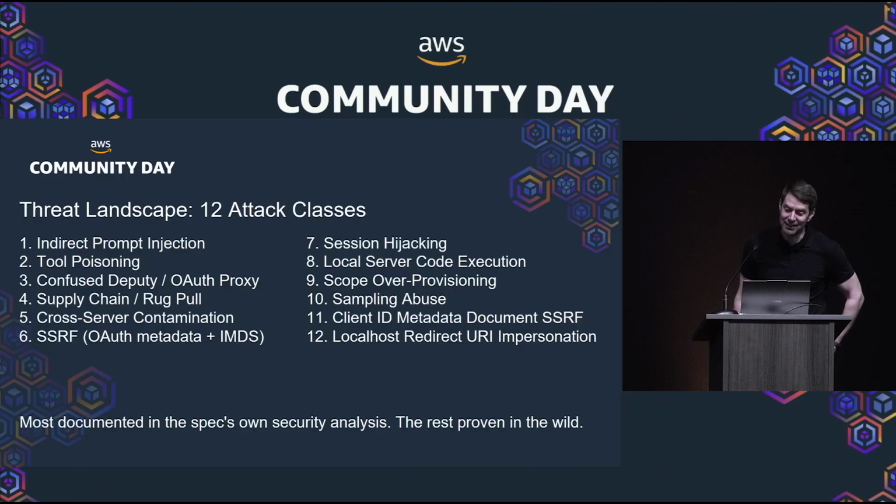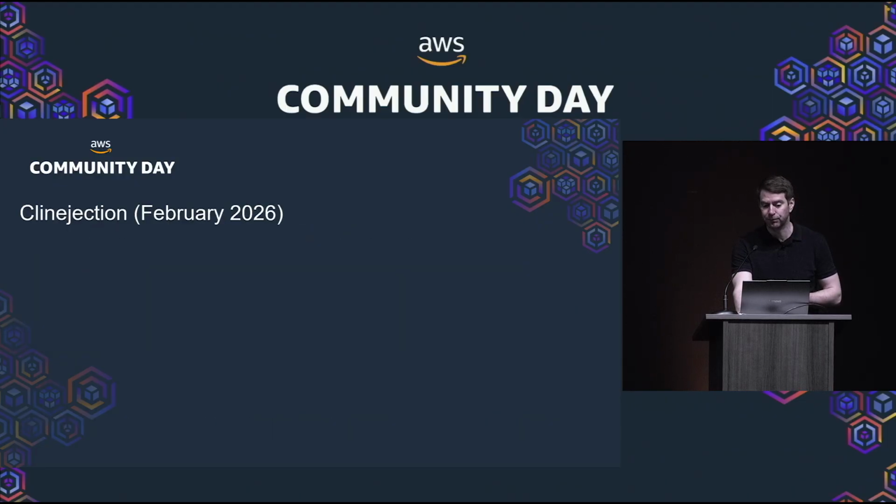And the thing is that the spec authors know about these. Some of them have mitigations in place. Some have mitigations that are of the should kind, not the must kind. And some are acknowledged as open problems, but there are no real solutions in place yet. All right, so let me show you what happens when these get exploited.